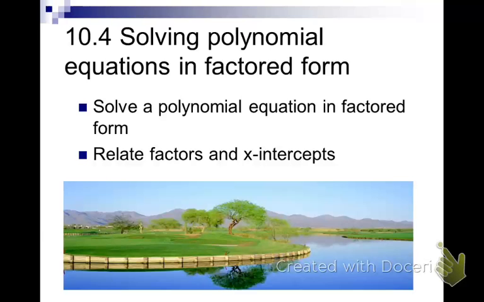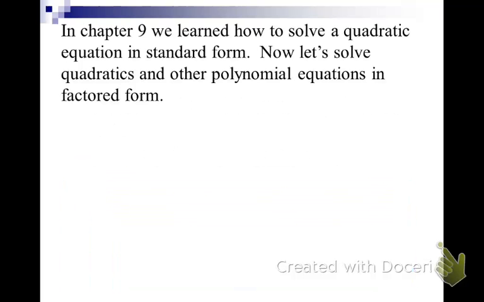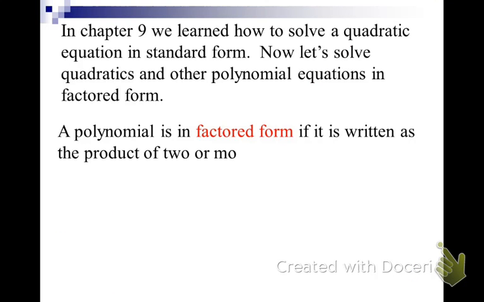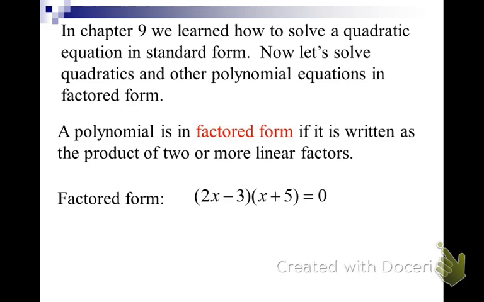So section 10.4 is on solving equations that are already in factored form. I like to think of this section as the section where you're going to learn how to use the zero product rule. So in chapter 9 we solved quadratic equations, and in this chapter we again have some, but we're going to solve these by factoring. In the past chapter we solved by graphing and the square root method, and in this chapter we're going to factor and use the zero product rule.